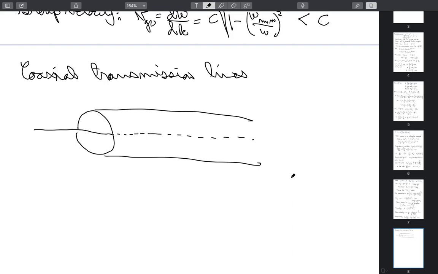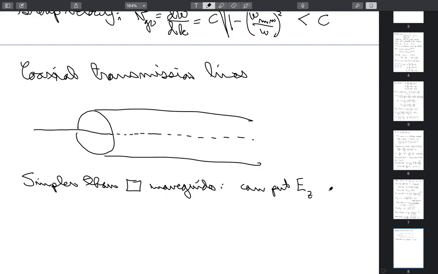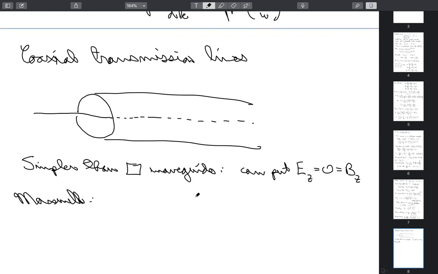Okay, so in that case, you can solve Maxwell's equations quite easily. So this is actually a simpler case, simpler than the rectangular waveguide, because in this case we can put both the electric and magnetic field components to 0 and still solve Maxwell's equations. So Maxwell's equations become really quite simple in this geometry, because with cylindrical symmetry like this, lots of components fall away.